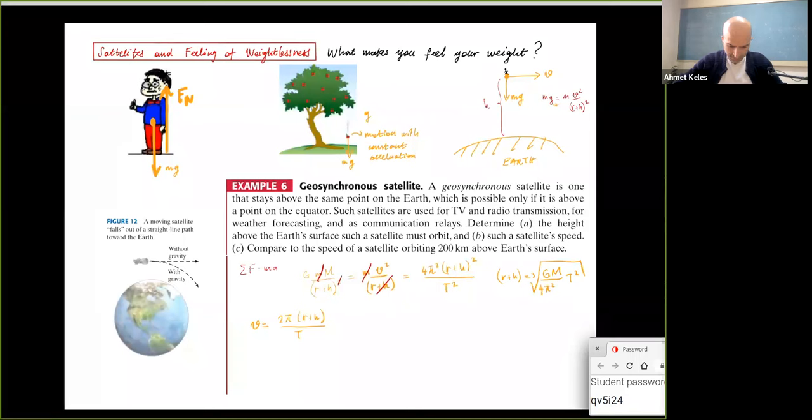And that's it, right? T, I think we already calculated, is 24 hours. So then H is equal to the cube root of GMT squared over 4 pi squared, minus the radius of Earth.